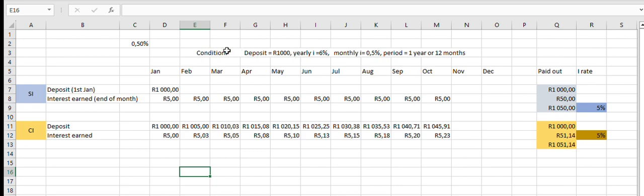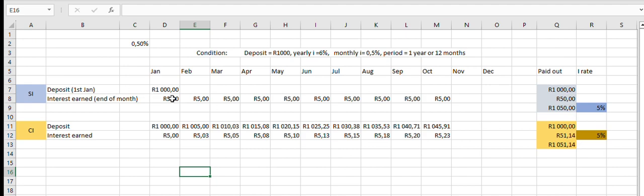As you can see, we have a deposit of 1,000 rand. The yearly interest is going to be 6%, and the monthly interest will be 0.5%. So we're talking about you depositing money and the interest that you're earning on that money. I searched and used some sort of average. It was even 4% yearly, but I decided to go for 6 because it gave me a nice round figure that I can work with. And then the period that we're going to exercise on will be simply 1 year or 12 months.